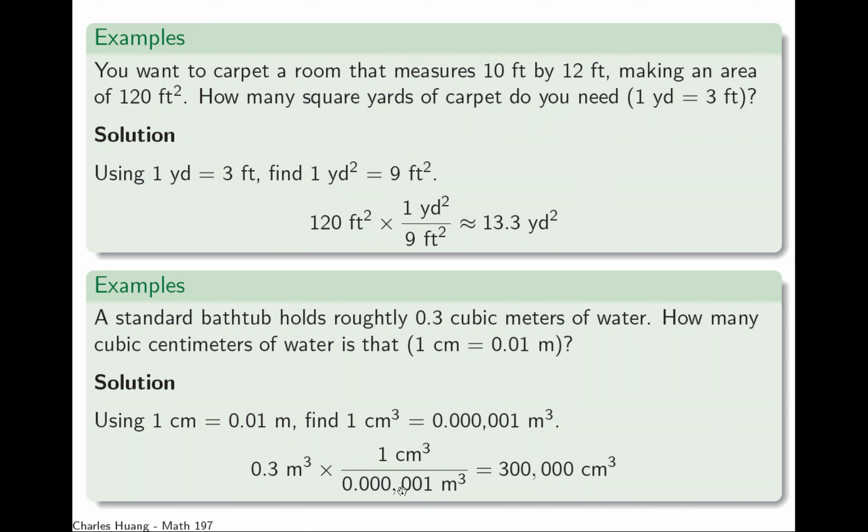And when we put them into our equation, we start with 0.3 cubic meters. Because I have cubic meters, I want to put the cubic meter part in the denominator and leave the 1 centimeter cubed on top. We will always have to look to see which part goes in the denominator and which part goes in the numerator. Then you will put into your calculator 0.3 divided by 0.000001, and you should be able to get 300,000 as our answer.